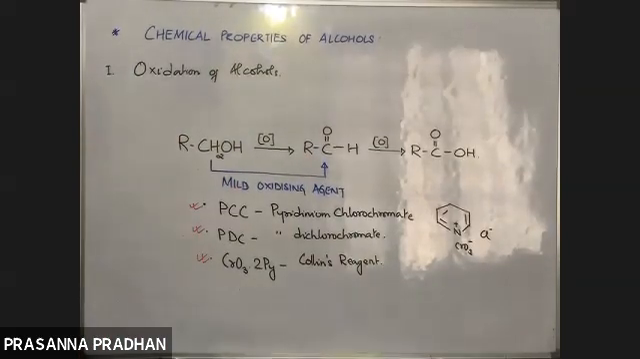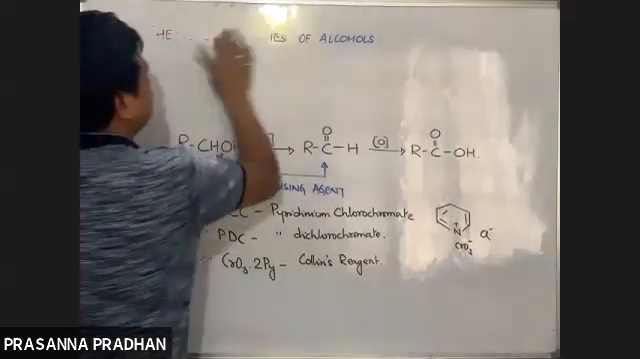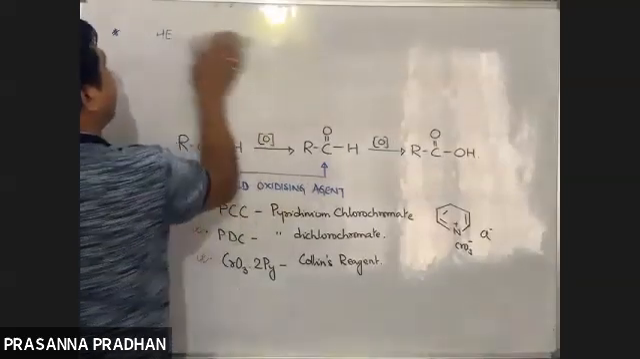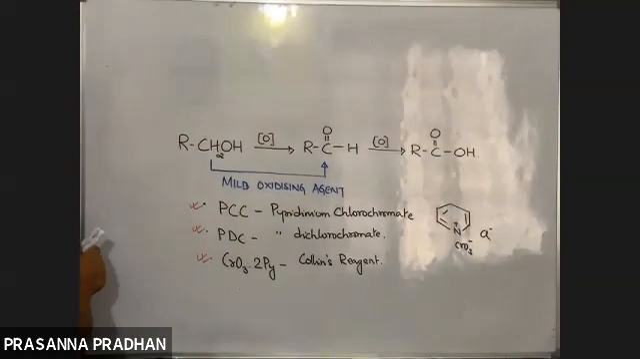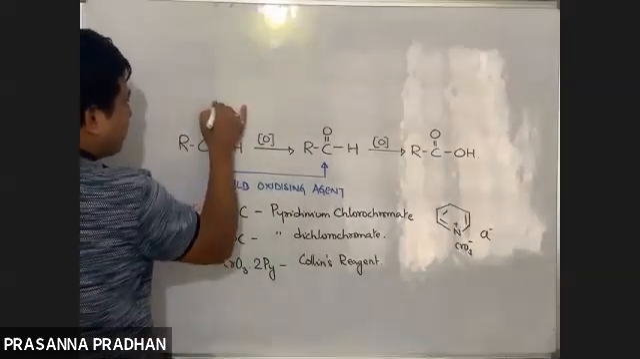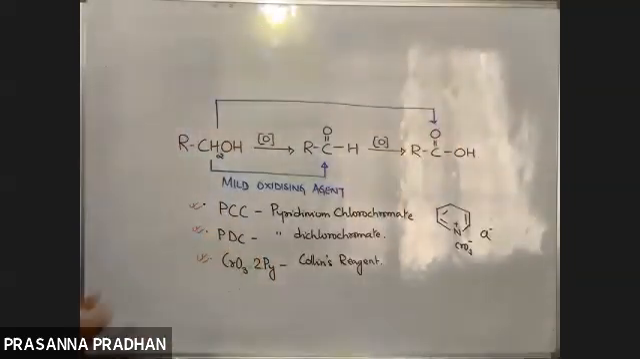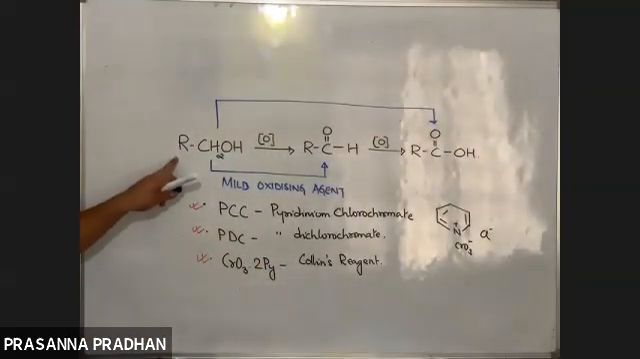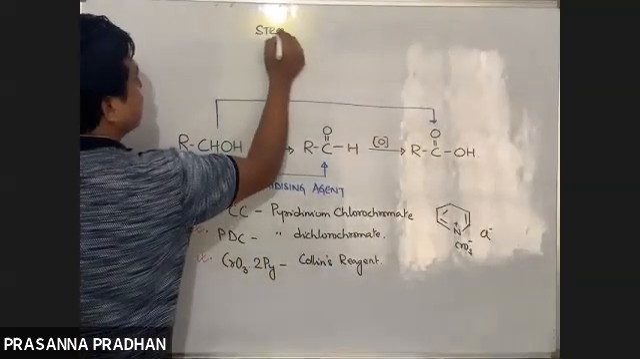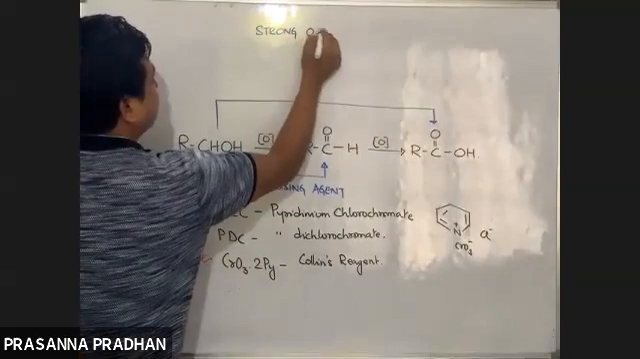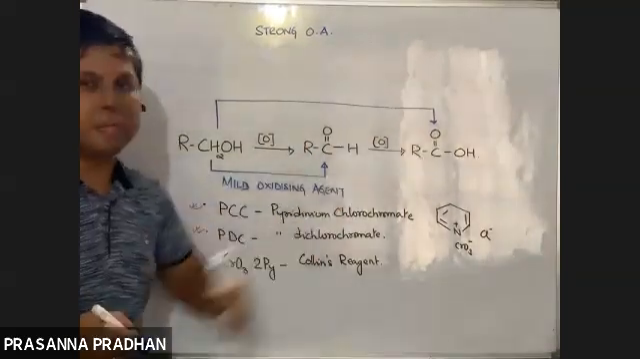So what is the product of oxidation? Aldehyde. However, if we use a strong oxidizing agent, then the oxidation will proceed towards the final stage like this. So when do we get a carboxylic acid from 1 degree alcohol? When we use a strong oxidizing agent. On using a strong oxidizing agent, the final product is going to be carboxylic acid.